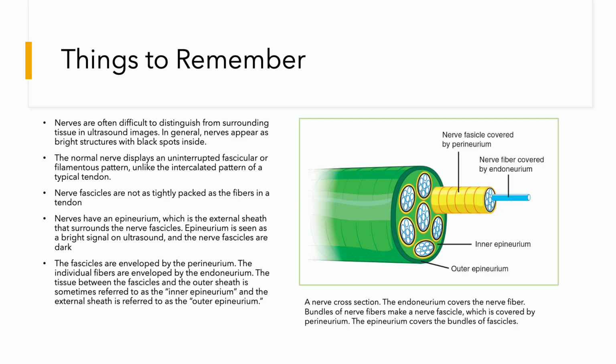Nerve fascicles are not as tightly packed as the fibers in a tendon, and the nerves have an epineurium, okay, which is the external sheath that surrounds the nerve fascicles. The epineurium is seen as a bright signal on ultrasound, and the nerve fascicles are dark, all right? The nerve fascicles are enveloped by that perineurium, and the individual fibers are enveloped by the endoneurium. The tissue between the fascicles and the outer sheath is sometimes referred to as the inner epineurium, okay? And the external sheath is referred to as the outer epineurium.